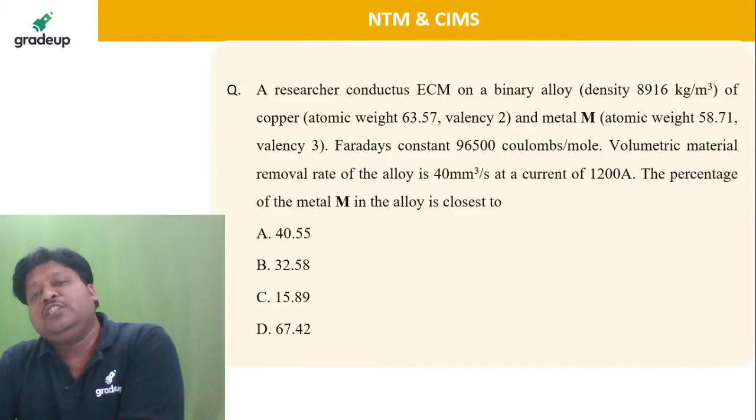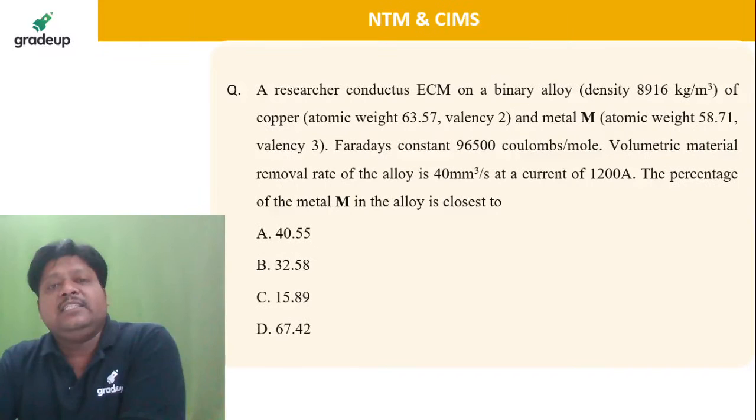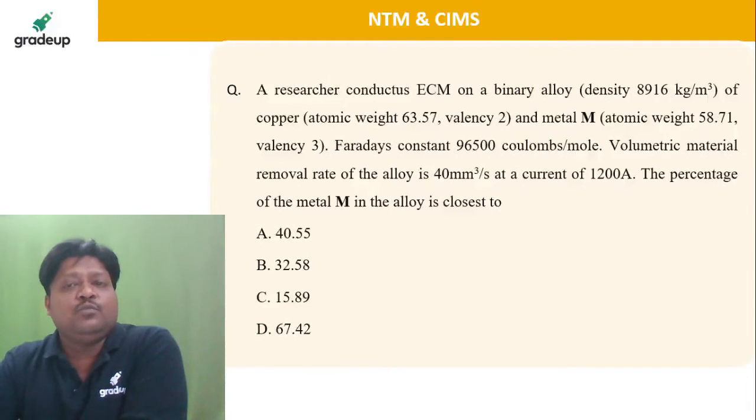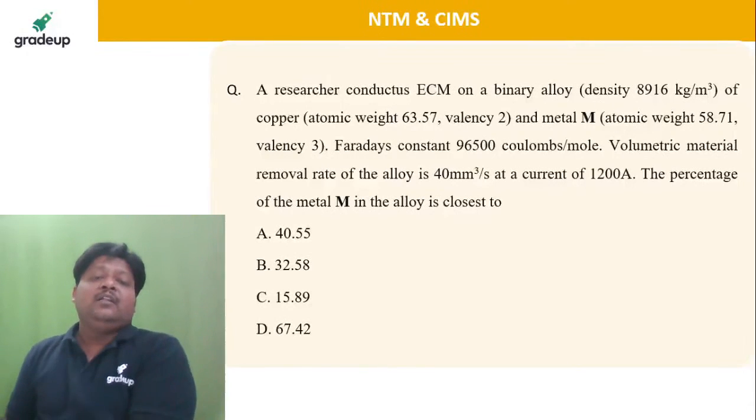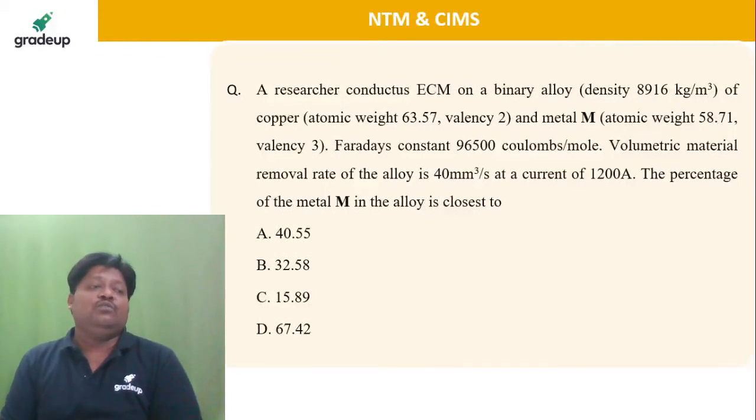Take this question and solve it very fast. A researcher conducts ECM on a binary alloy having density 8916 kg per meter cube, of copper having atomic weight 63.57 and valency 2, and the metal M having atomic weight 58.71 and valency 3. Faraday's constant is given as 96500 coulombs per mole, and the volumetric material removal rate is given as 40 millimeter cube per second at a current of 1200 ampere. The percentage of the metal M in the alloy is closest to?